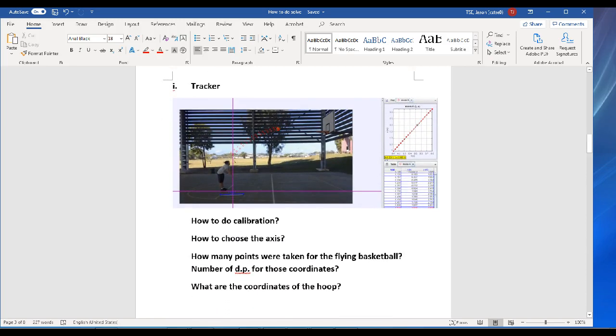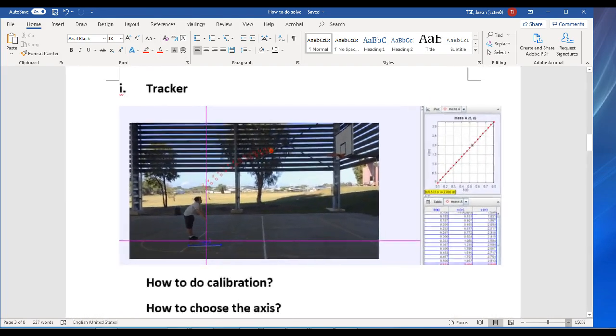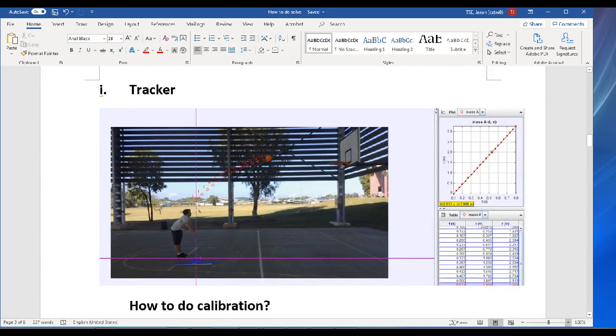Okay, so if you have a tracker, you know that we've done some tracking of the points that a flying basketball got on in the video. So you have a series of points, possibly 20 plus points you've got. Okay, so you need to save the screen for that tracker.